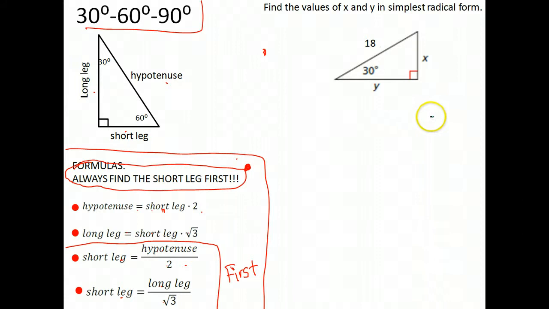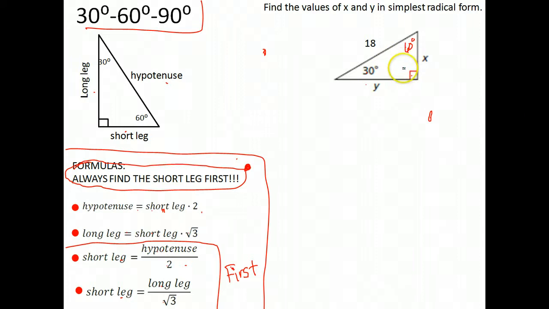Alright, so right here we have an example. Let's go ahead and work through it. Notice we have a right triangle. It has a 30-degree angle. That automatically forces this other angle to be 60 degrees, because remember, the angles inside of a triangle have to add to be 180. So if you have 90 and 30, you're up to 120. To get to 180, this would have to be 60 degrees. Okay, so we have a 30, 60, 90 triangle.